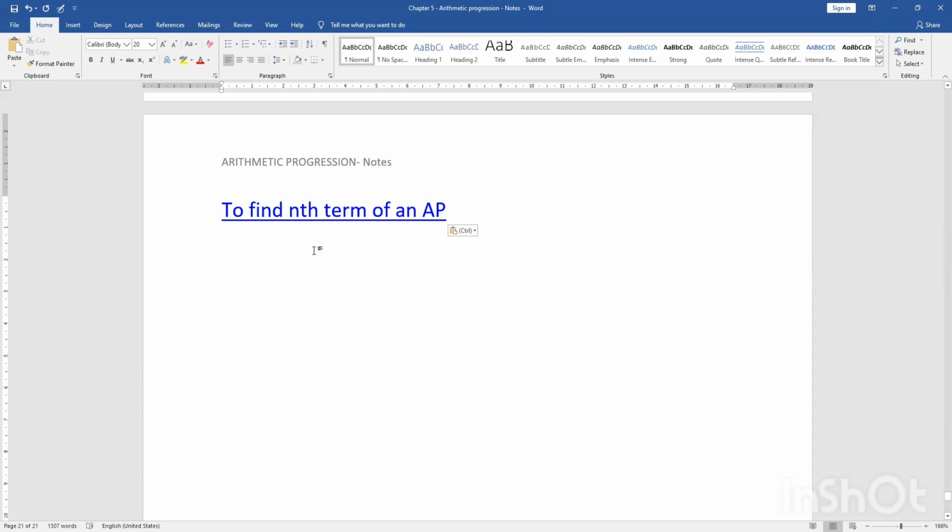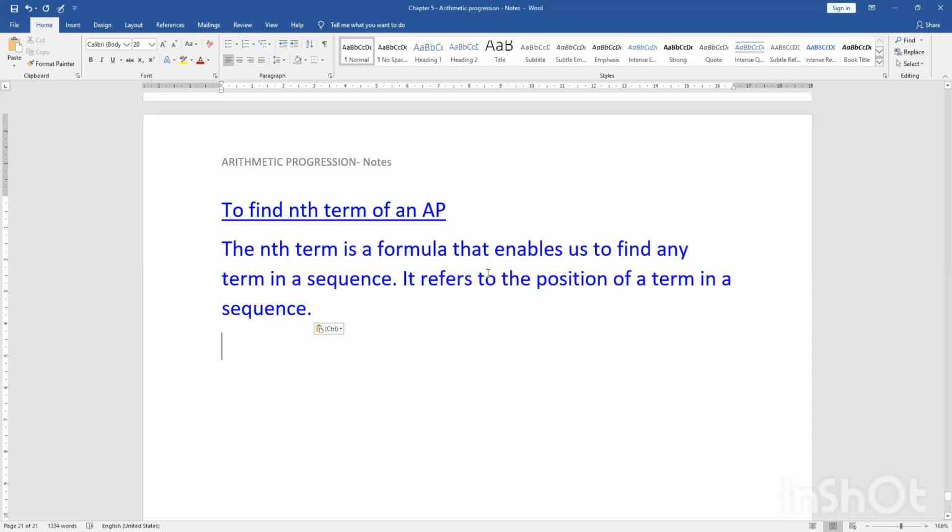So today we are going to learn about the nth term of an AP. So let us find out the formula for that. The nth term is a formula that enables us to find a term in a sequence. It refers to the position of a term in the sequence. So now let us try to understand what they are talking about.